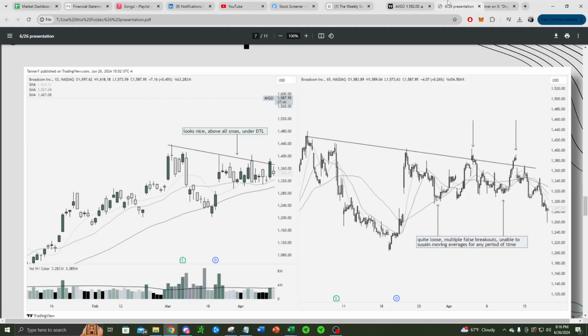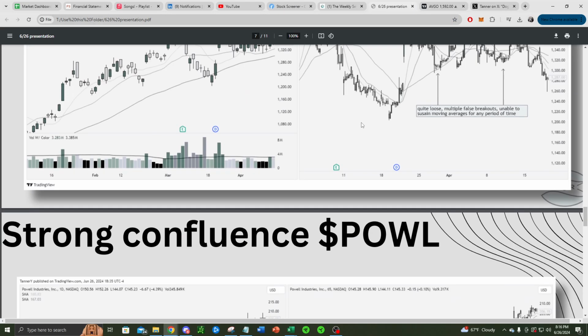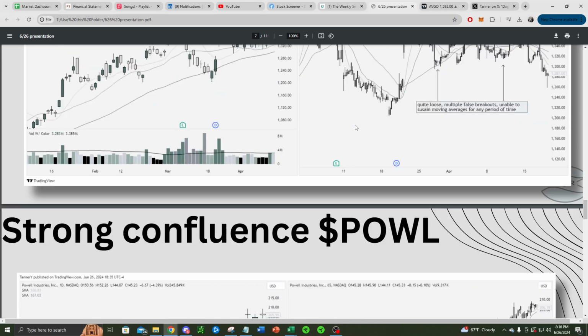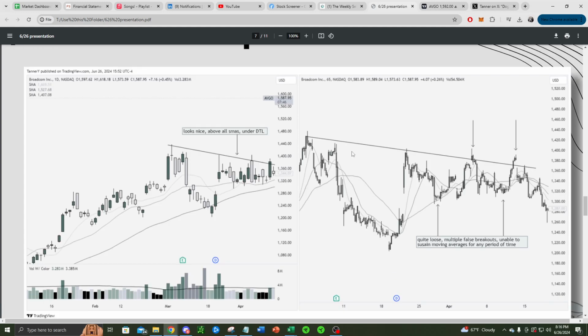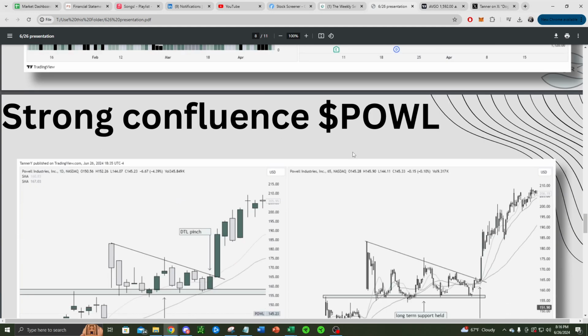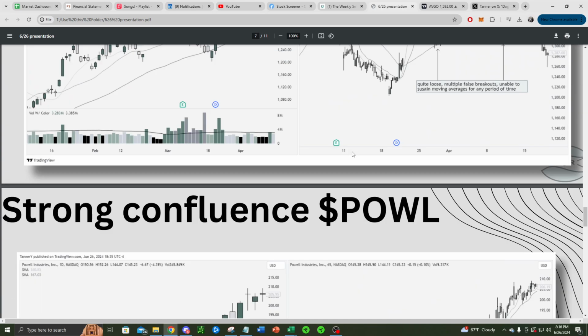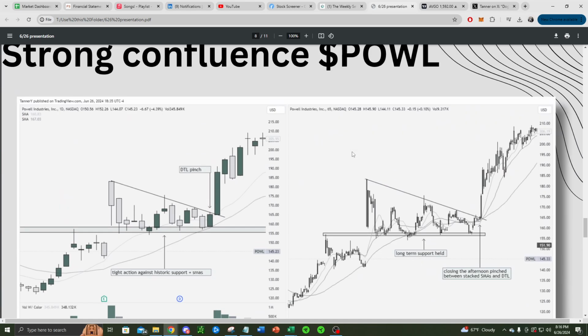Where am I going here? Oh, here we go. Okay. So here's one where AVGO not so great. Now we're going to get into a couple of really strong confluences in trades that I've taken over the last couple of months just to keep it relevant.